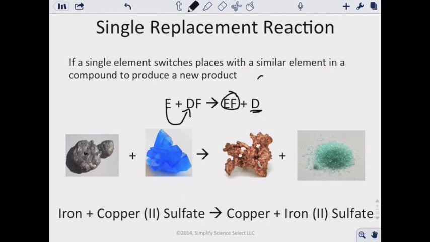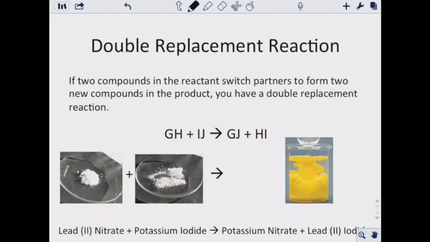So in this case we have iron reacting with copper 2 sulfate to produce copper all by itself, and then iron 2 sulfate. And so we can see that they replace each other. The iron replaces the copper. So now copper is by itself and iron is in the compound.